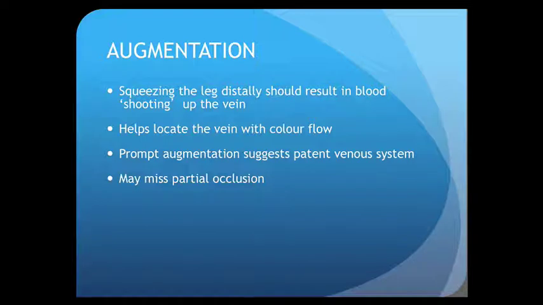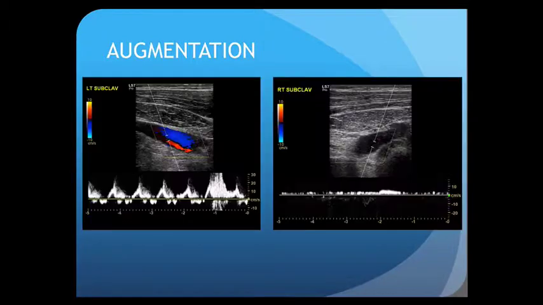So this can be quite useful to get a good overview as to whether there's a major obstruction in the system. And also it's particularly useful for those areas where you're unable to compress the vein, such as if you're looking at the external iliac vessels or if you're looking at the subclavian vessels. So what does this look like? Well, this is from a young chap who presented with a swollen right arm.